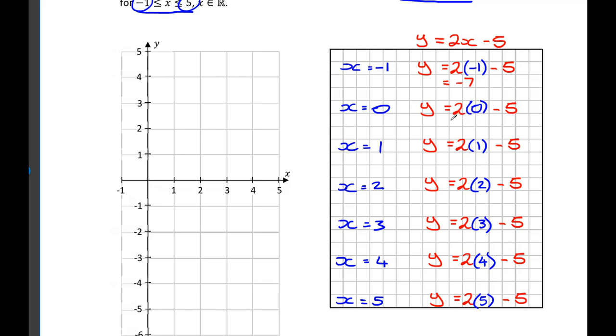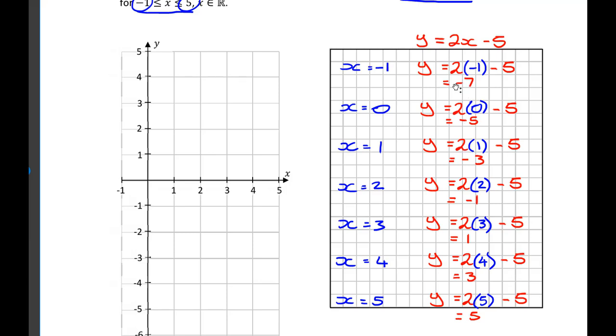Here, 2 times 0 is 0, minus 5, that's minus 5. But you can do this on your calculator. That equals minus 3. That's minus 1. This is 1. This is 3. And this is going to be 5.